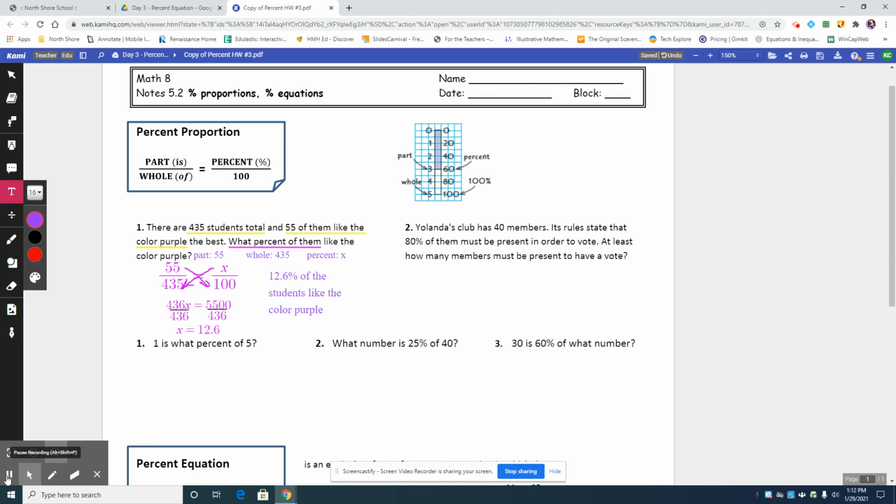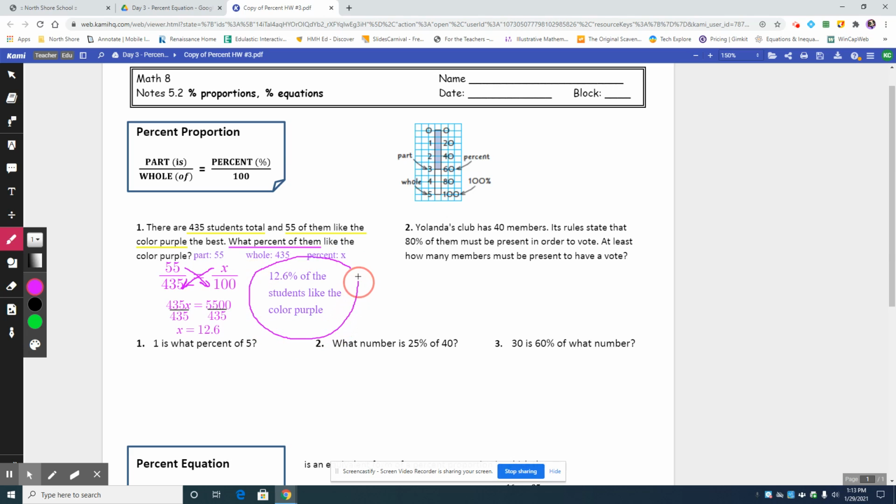Alrighty, there's the cross multiplication. You have 435 times x gives you 435x. There's your answer, guys. You have the cross multiplication. 55 times 100 gives you 5,500. 435 times x gives you 435x. Divide both sides by 435, you get an answer of approximately 12.6. I rounded that decimal, which means that 12.6% of the students like the color purple.